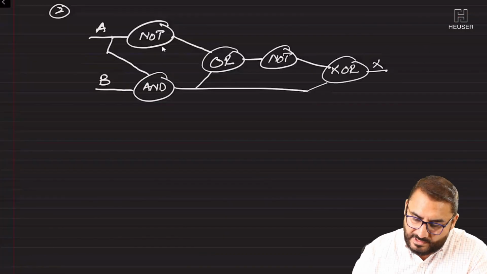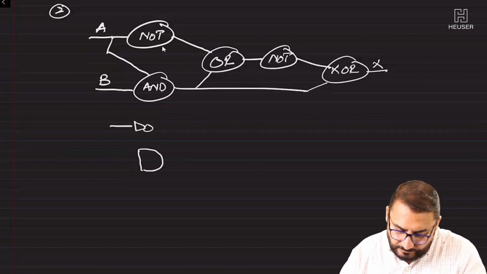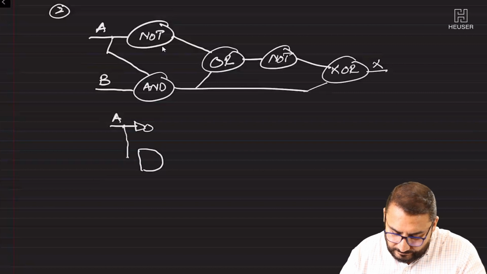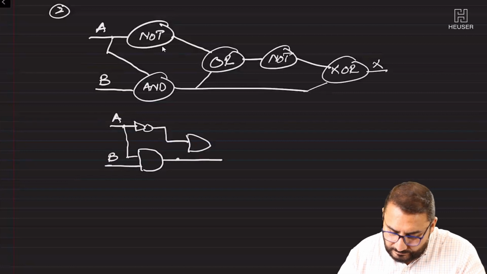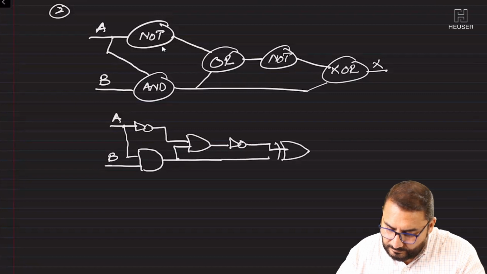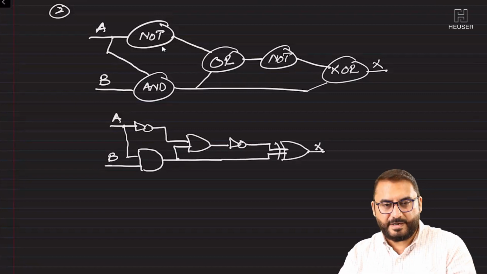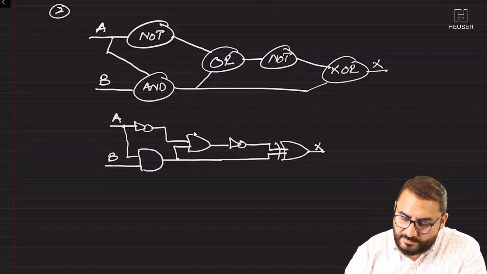So let's first convert it. This is NOT gate. This is AND gate. This is OR gate. This is NOT gate. And then we have exclusive OR gate. All right, so this is basically a proper circuit. Now, let's make the equation out of it.